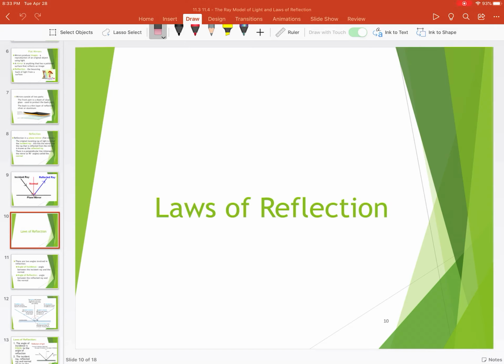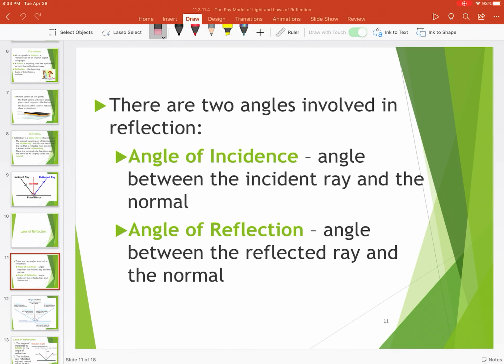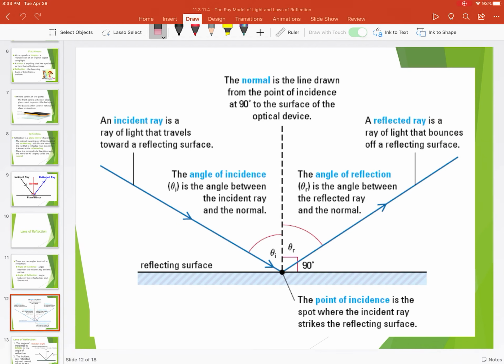With regards to the law of reflection, we need to make sure we understand that there are two specific angles that we are going to be looking at: the angle of incidence, which is the angle between the incident ray and the normal, and the angle of reflection, which is the angle between the reflected ray and the normal. So if we look at a diagram here, we can see lots of different things from this.